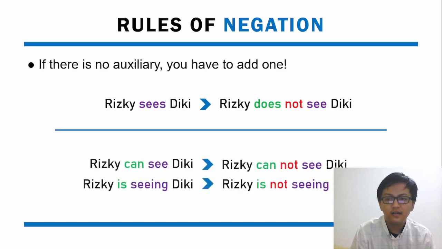As you can see here also, if the positive sentence already has the auxiliary in it, we just need to put not between them. Like Rizky can see Diki and it became Rizky cannot or can not see Diki. Rizky is seeing Diki and it became Rizky isn't or is not seeing Diki.